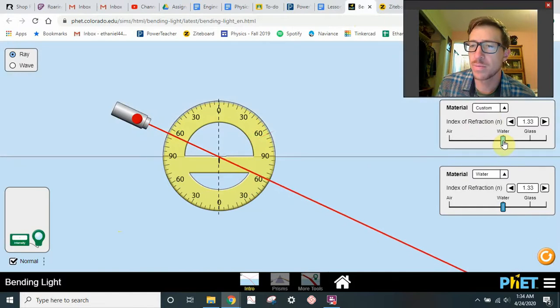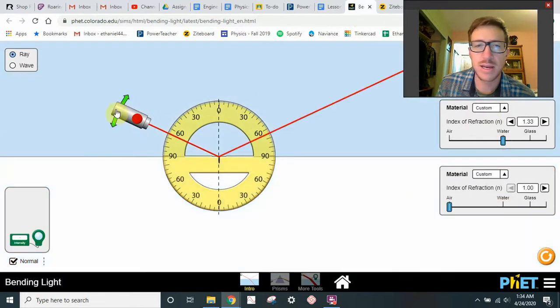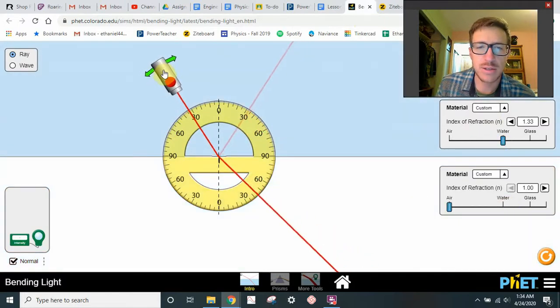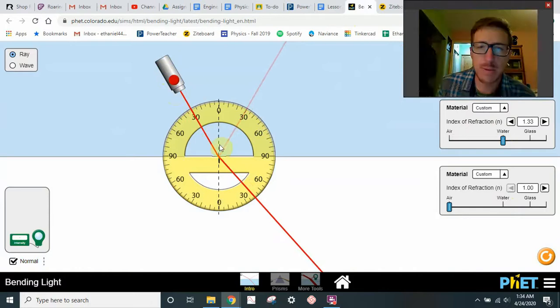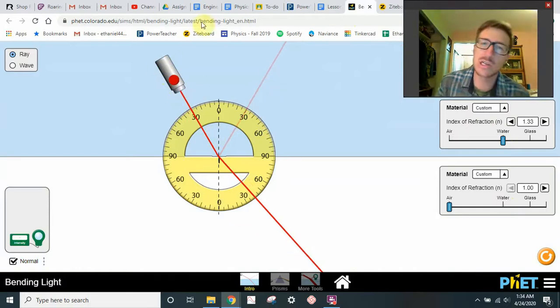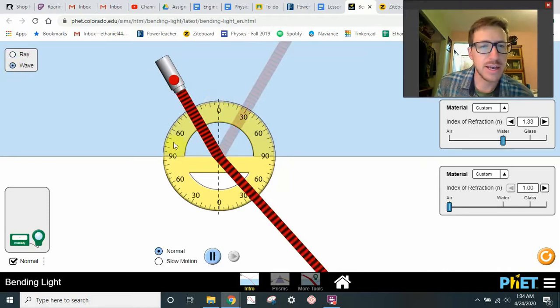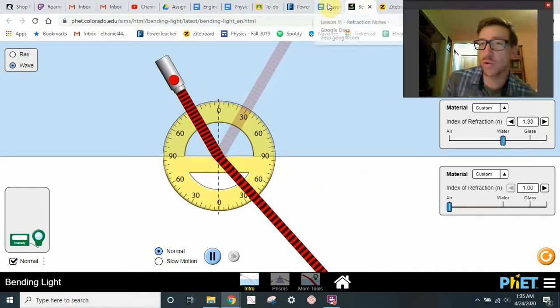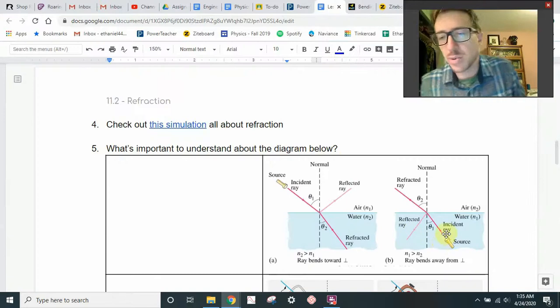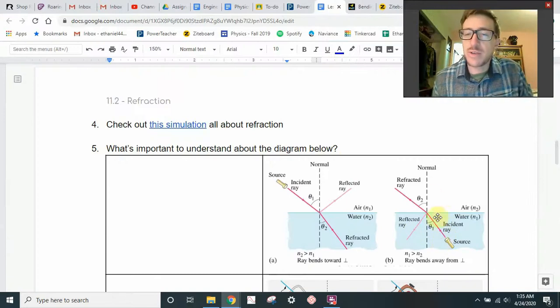water to air. And now we can mess around with this. What you will notice is if I keep this here at 30, some is reflected back into that water, but some passes through. In this case, we're going from slower to faster. So if we look at it as a wave, this lower side is going to speed up first. This other side is going to be a little bit slower, so it's going to turn away from that normal line. So when it's going from a slower to a faster medium, it turns away from that normal line.